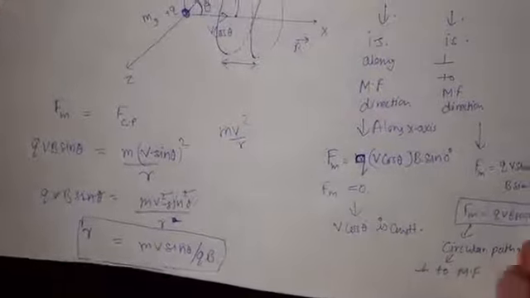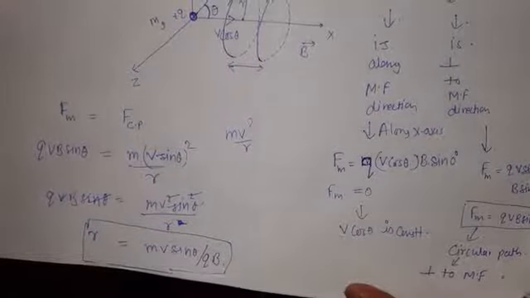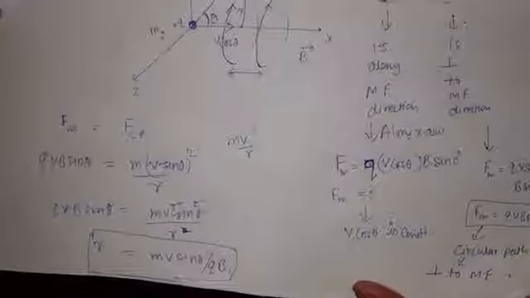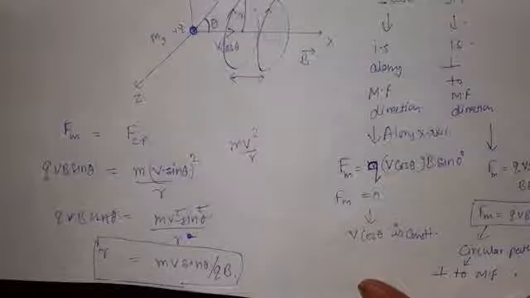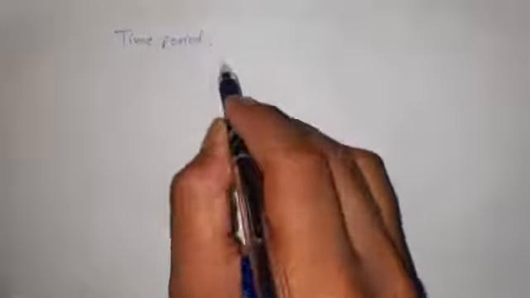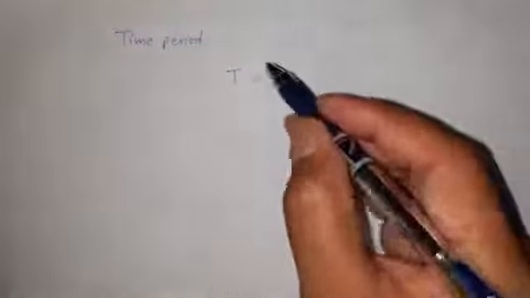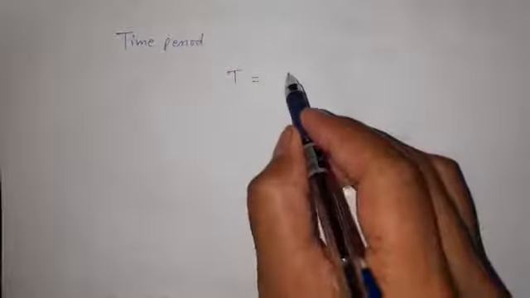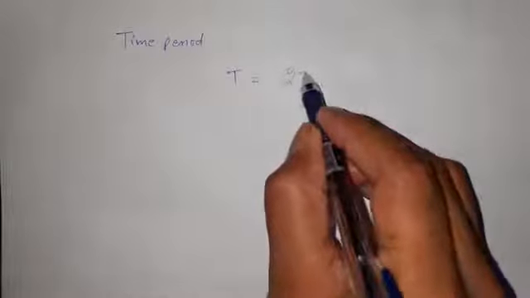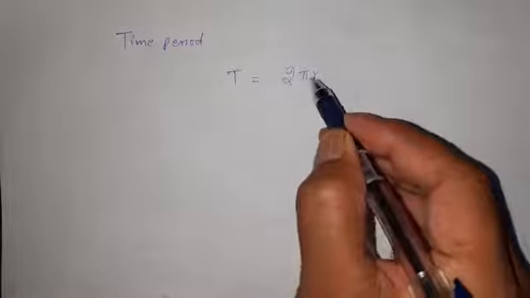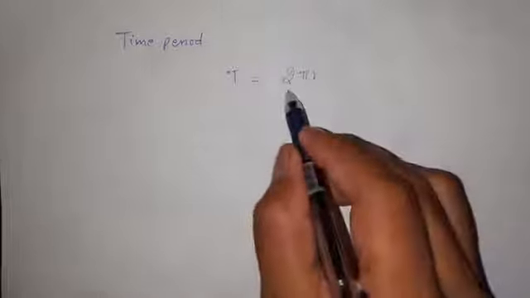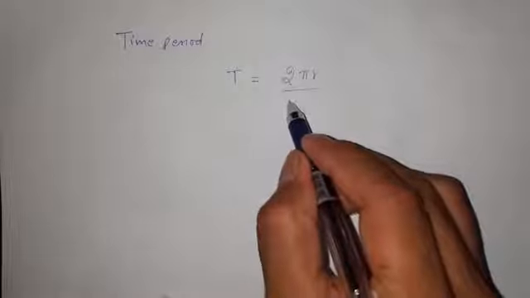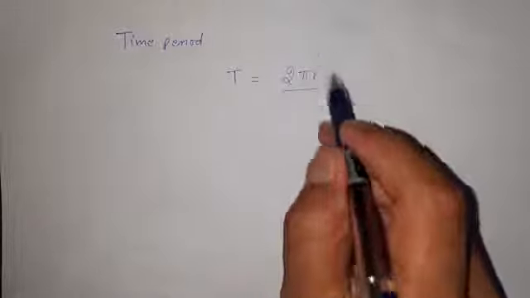Now let us look at what the time period and the frequency will be. The time period, capital T, is the time taken to complete one round. So in one round, how much distance will it cover? It will be equal to the circumference, divided by the speed. Now with what speed is it going to complete the round?